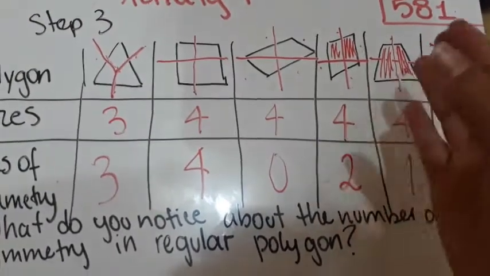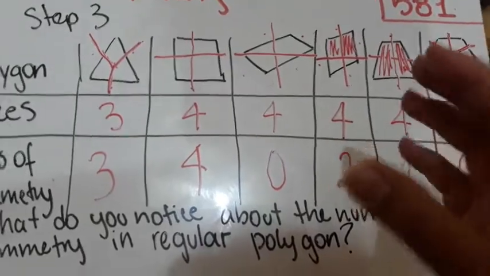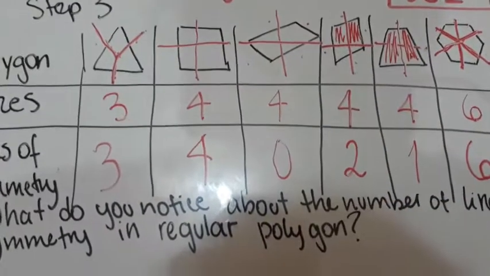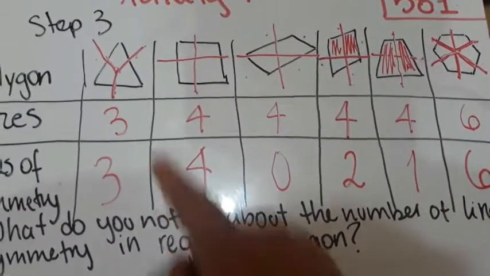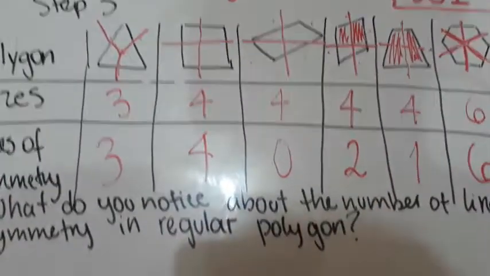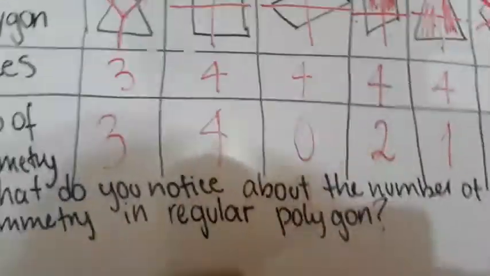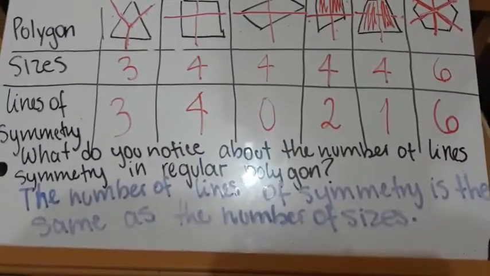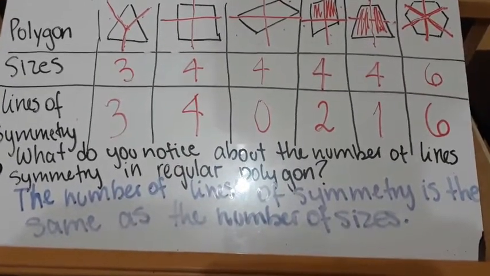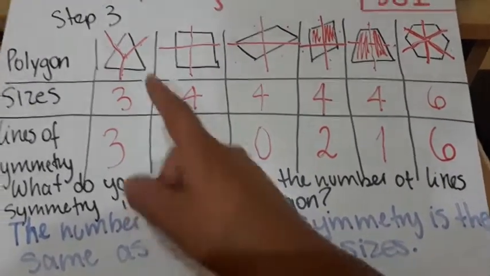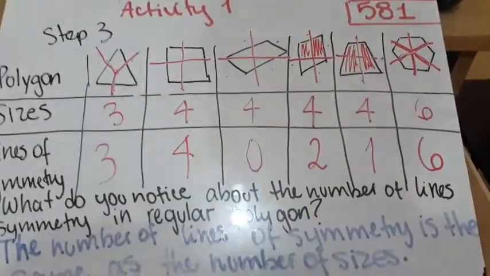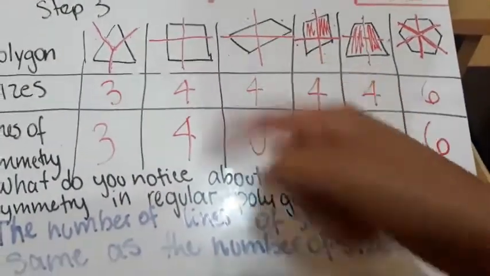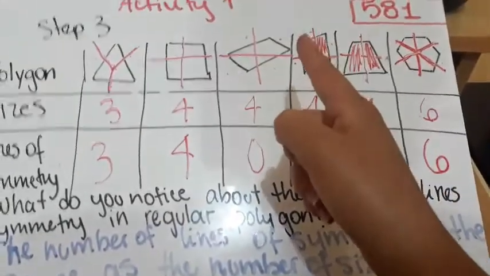But what happens when we have shapes like these ones? These ones don't have right angles or the same specific space. So we don't have the same amount of lines of symmetry. But if you check these 3 cases, this one, and this one, and this one, we have the same. So we are going to write the number of lines of symmetry is the same as the number of sides on these 3 cases because we have the same amount. On these cases, we don't have it because we don't have a right angle.